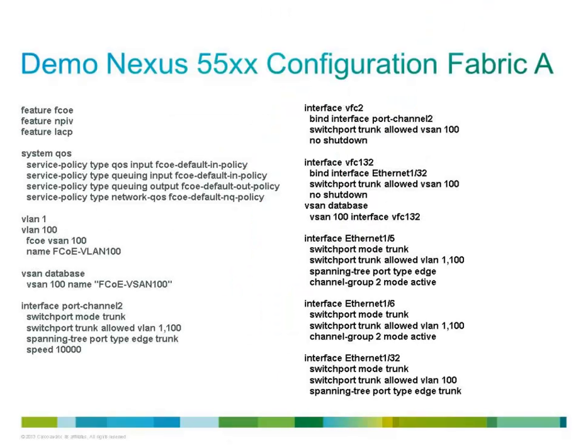Although out of direct scope for this demo given the many configuration options of the northbound from UCS multi-hop FCoE device, at a high level the following configurations were completed on the Nexus 5500. FCoE, NPIV, and LACP features were enabled. FCoE QoS parameters were configured. VLANs and vSANs were created, with the VLANs being mapped to their appropriate vSANs. Port channels were created with their designated ports, and VFCs were created and bound to their respective port channels.